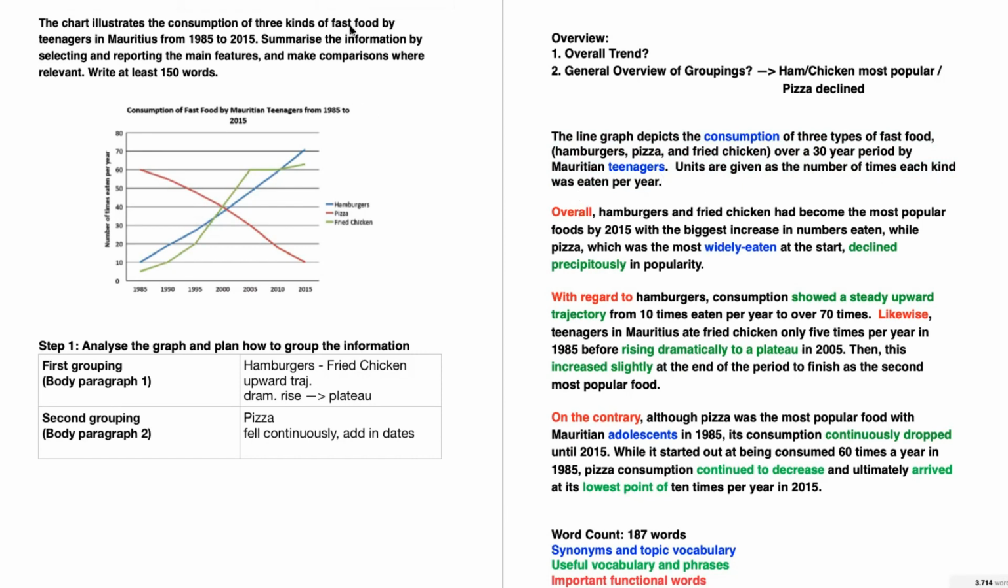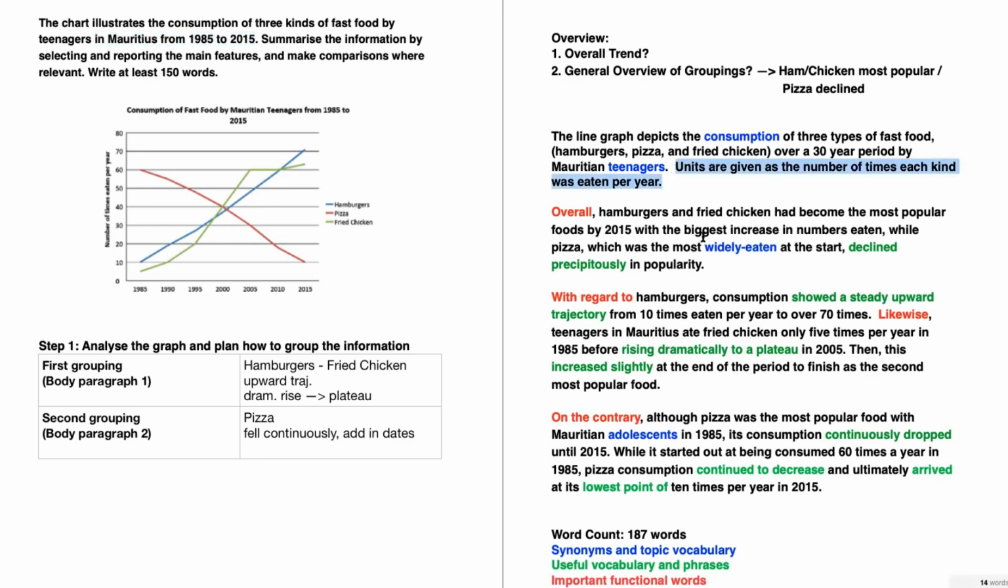And again, if we look at how we were able to paraphrase this, our writing prompt says the chart illustrates. We've said the line graph depicts. Again, same idea, it's just using different words. And here we see 3 kinds of fast food, and here we have 3 types of fast food in Mauritius. In our question statement, it says in Mauritius from 1985 to 2015. Here we say over a 30-year period, which is still correct, by Mauritian teenagers. So this is saying the same thing, just in different words.